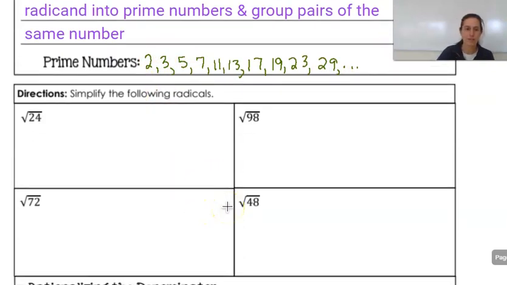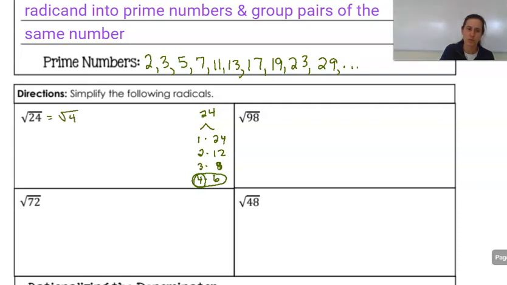So if we have square root of 24, and we think about the factors that would make up 24, we would get 1 times 24, 2 times 12, 3 times 8, 4 times 6. Now I'm looking at these numbers and I'm asking if any of those are perfect squares. Luckily, the last pair is. 4 is a perfect square, so I want to use that pair.